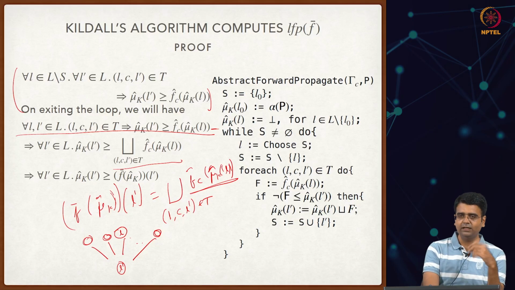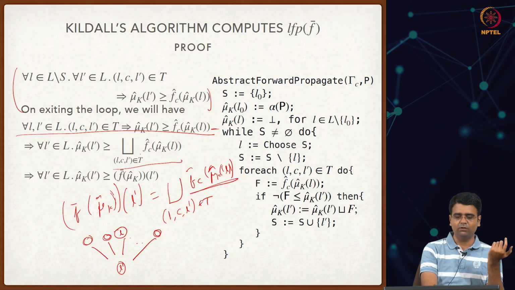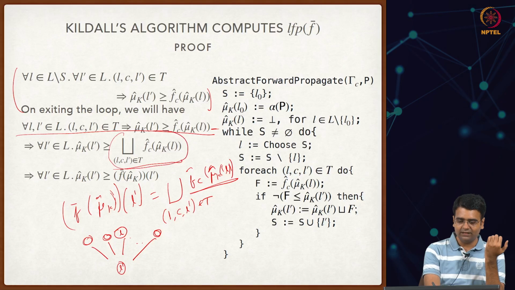So that's the property of the least upper bound, which is that it is the smallest among all the upper bounds. So which means that this mu hat k of L prime is greater than or equal to this least upper bound of f at C of mu hat k of L. And now this is nothing but, as we just saw, f bar of mu hat k at the location L prime. So this means that mu hat k at the location L prime is greater than or equal to f bar applied to mu hat k and then projecting that at the location L prime.